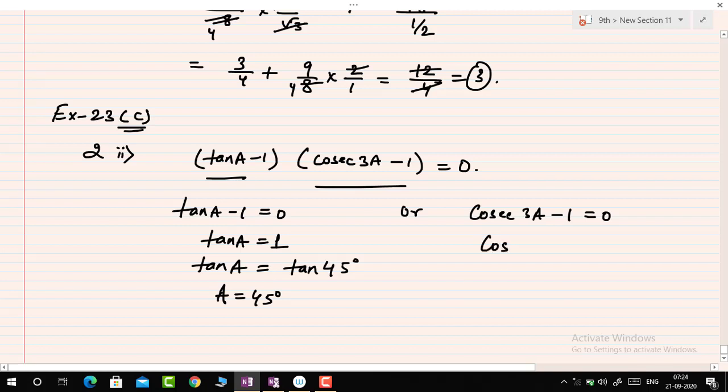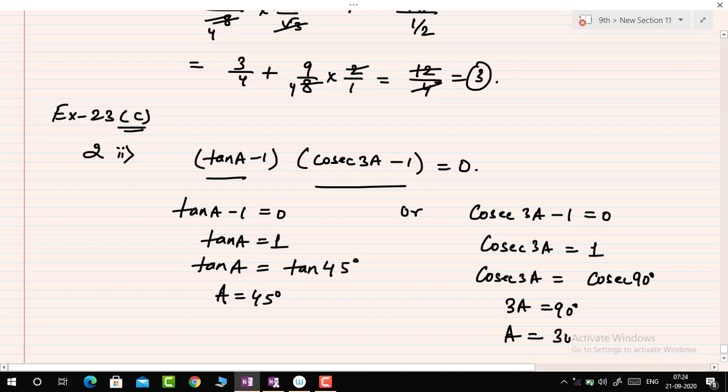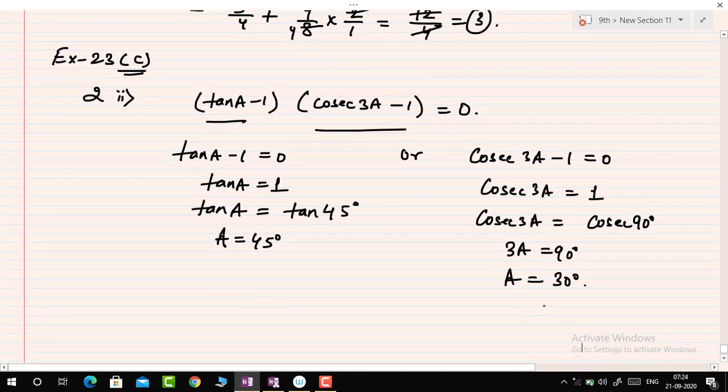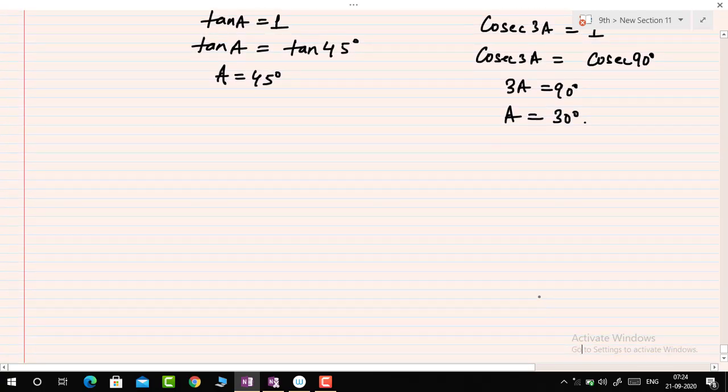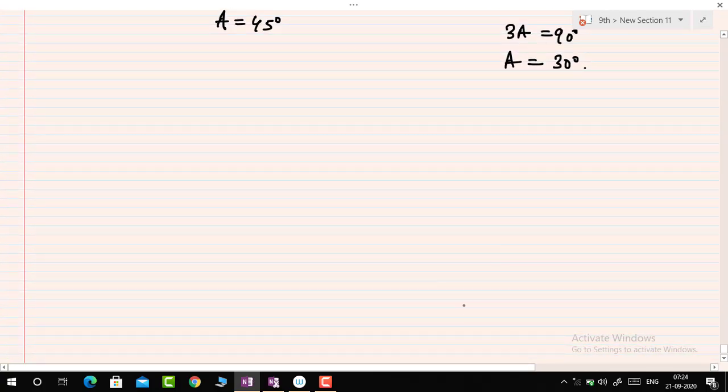Here also we can say cosec 3A is equal to 1. So first we have to see for what angle cosec is equal to 1. We know that sin 90 is 1 and cosec is the reciprocal of sin, so cosec 90 is also 1. So in place of 1 we can write cosec 90. So we can equate 3A is equal to 90, so A is equal to 90 upon 3, that is 30 degrees. So we got the angle A is equal to 45 degrees or 30 degrees.